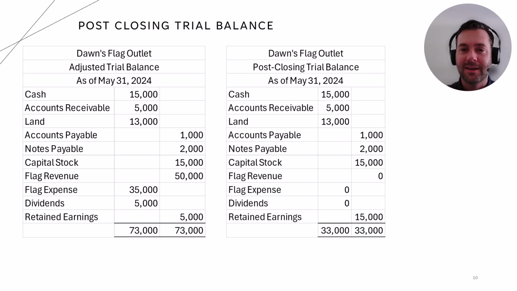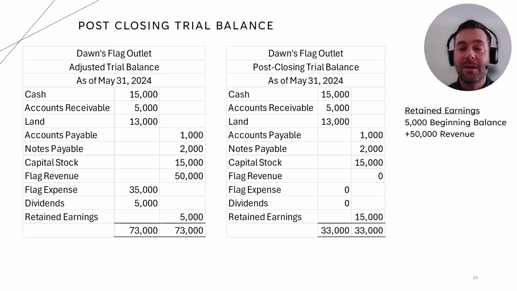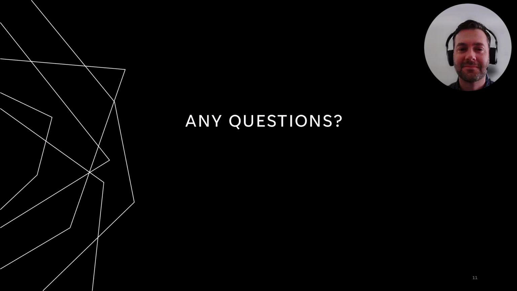After the closing process, everything looks the same except revenue, expenses, and dividends now have zero balances. And the retained earnings account now has $15,000. That is calculated by a $5,000 beginning balance, which we see over here on the adjusted trial balance, plus $50,000 in revenue, minus $35,000 in flag expenses, minus $5,000 dividends, gives us an ending balance of $15,000.